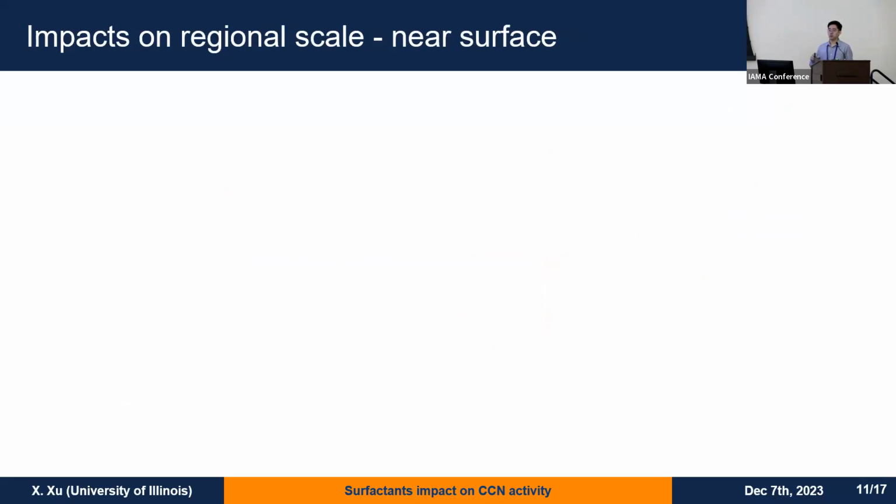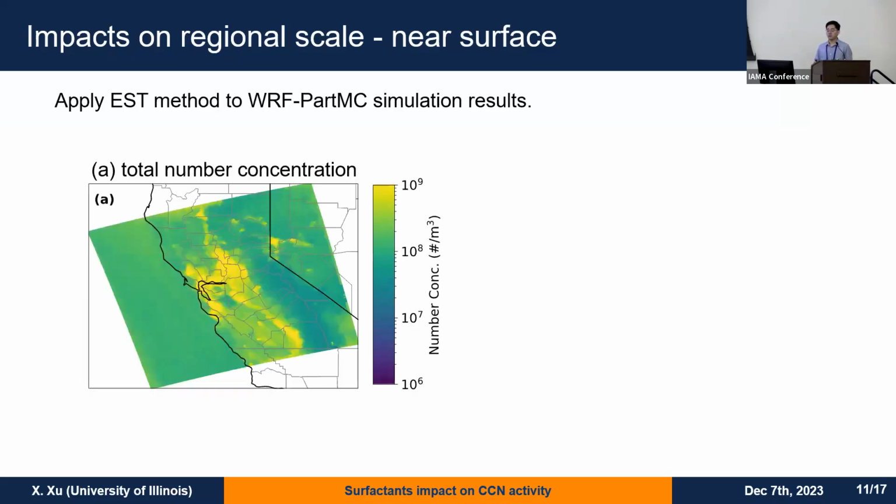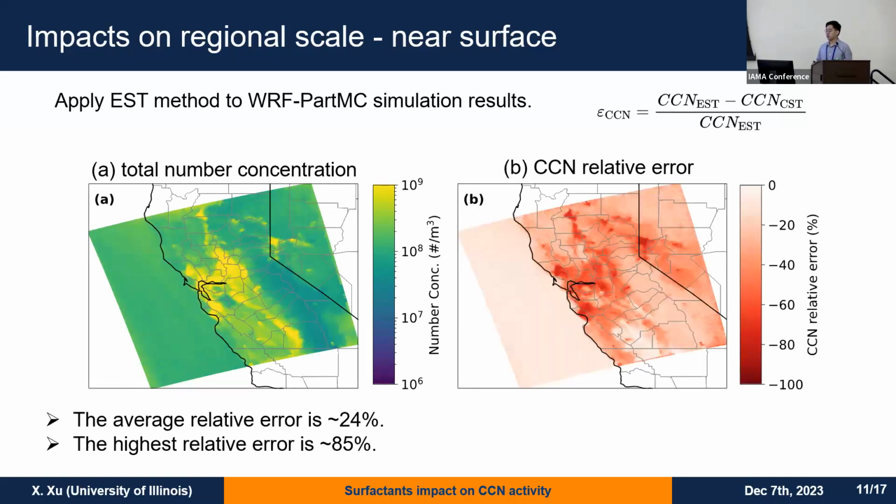So far, we are talking about the impact at the single particle level or just one population level, but we do want to expand our research to a larger scale. Our group coupled PyPartMC into WRF so that we can enable WRF 3D particle-resolved capability. But it's pretty expensive, so we don't want to run the simulation again. We just took the previous results and reevaluated them with the new effective surface tension method. You can see that the average relative error over the whole simulation domain is around 24%.